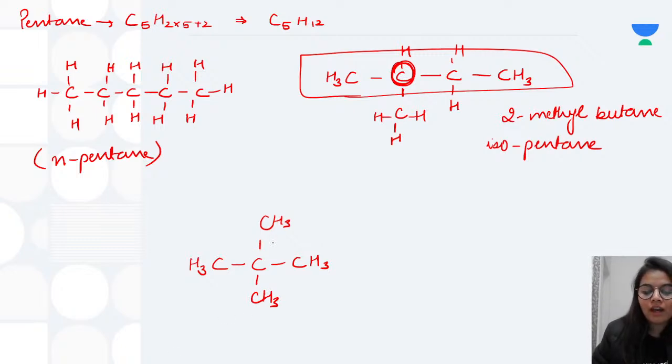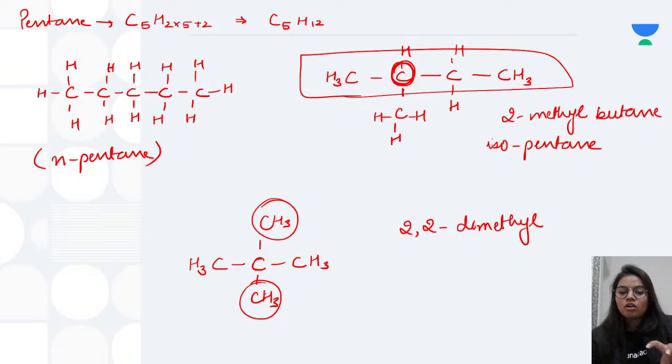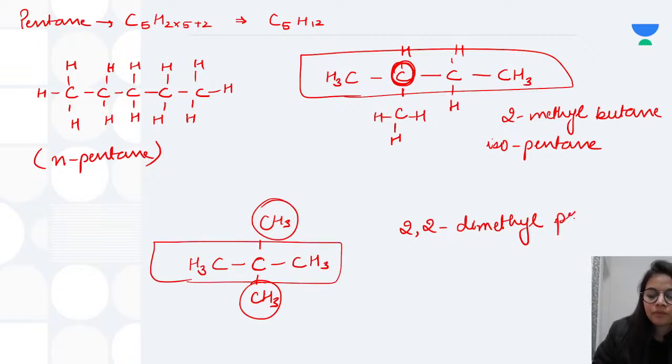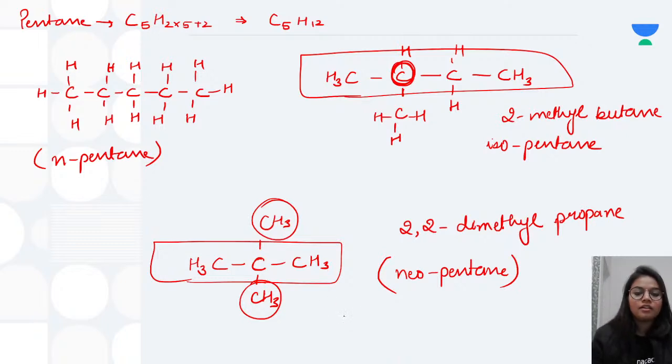Now here what I have done is brought 2 carbon atoms, one upside and one downside, on the second carbon. So it can be named as 2,2-dimethyl. Why dimethyl? Because we are having 2 methyl groups, 1 plus 1, 2. If there were 3, it would be trimethyl. So 2,2-dimethyl, and the longest chain here is propane. In the common name we can also call it neopentane. I hope the structures and the naming are clear to you.